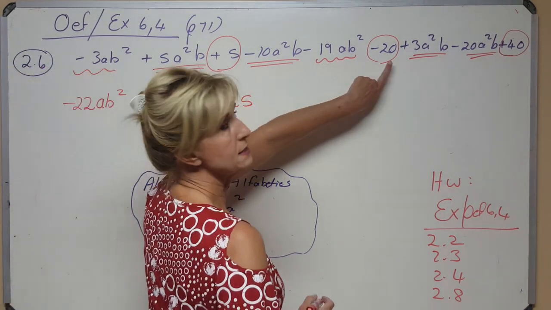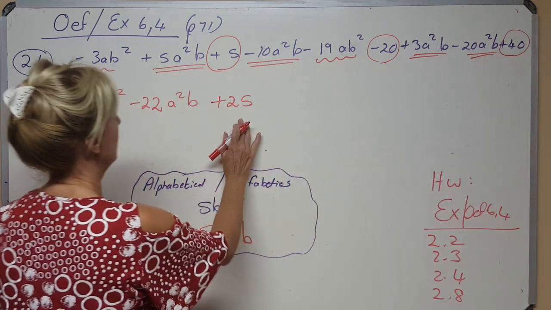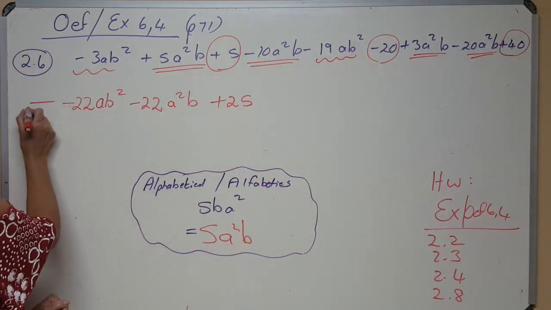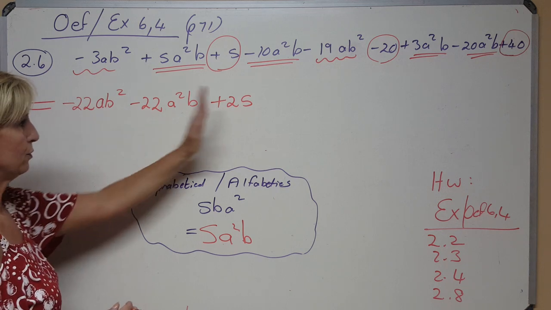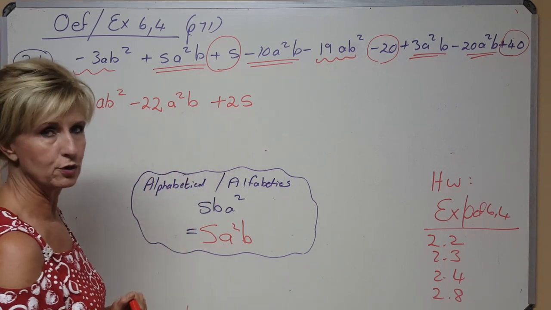5 minus 20 is minus 15. Add another 40 gives you 25. So my answer has 1, 2, 3 unlike terms, because if they were like, I would add them together.